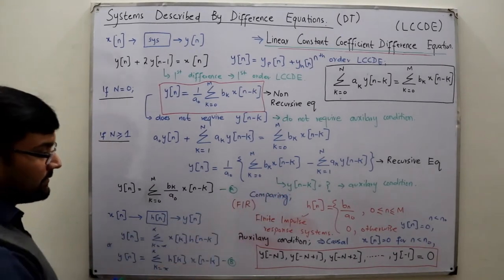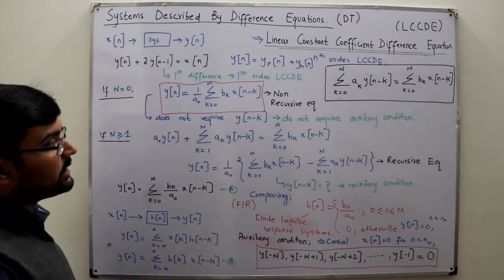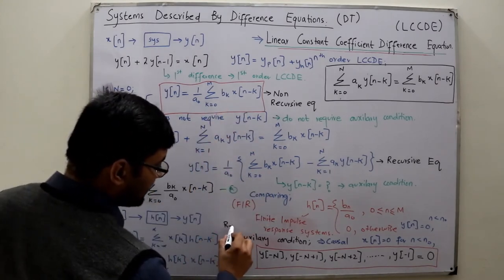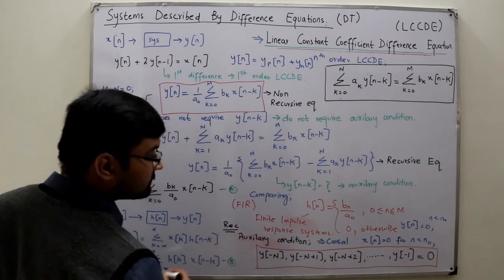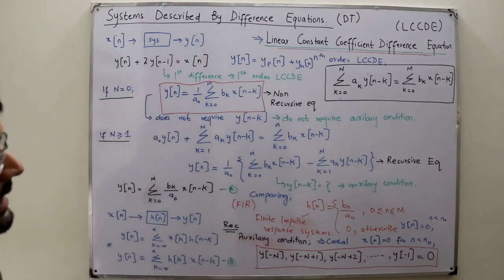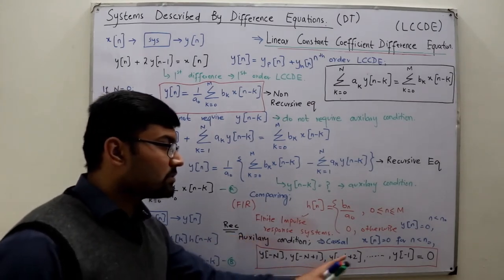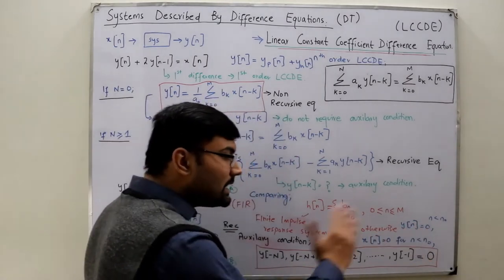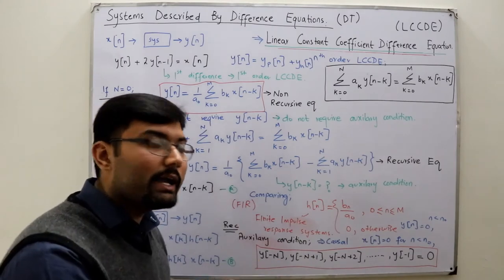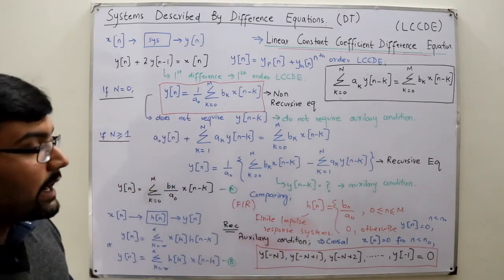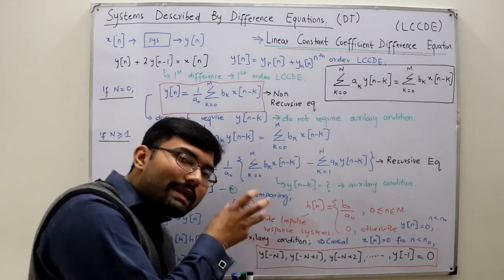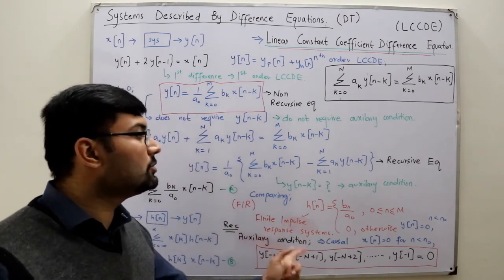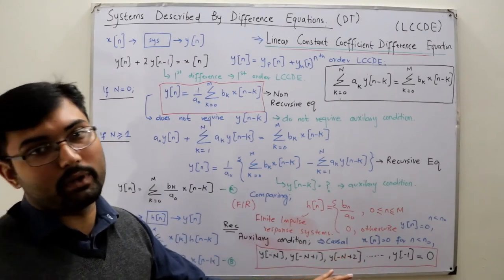These are for the recursive equation case. In the non-recursive, we do not require any auxiliary condition. These are for the recursive case. Now, all these values, y of negative n, negative n plus 1, up to y of negative 1, are all lying less than n naught. And if the input lying less than n naught is 0, the output would also be 0. Now, how is this? You would get to know when I solve the example.